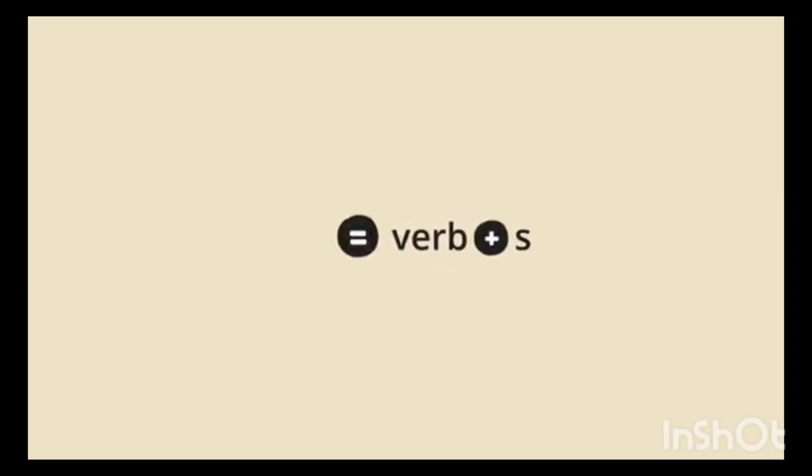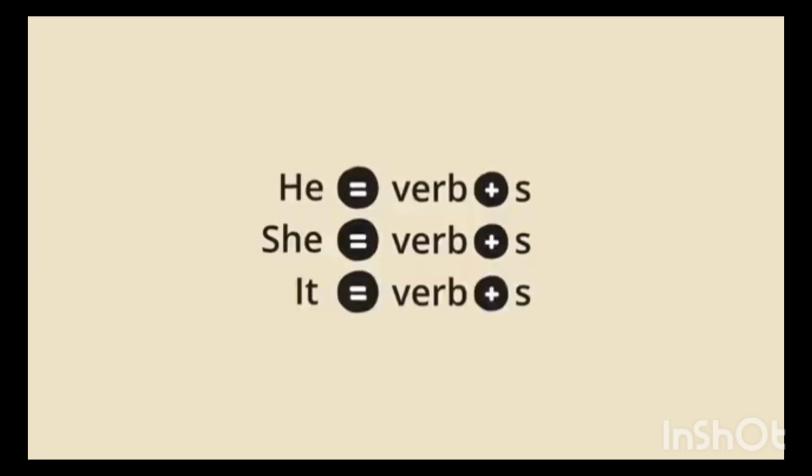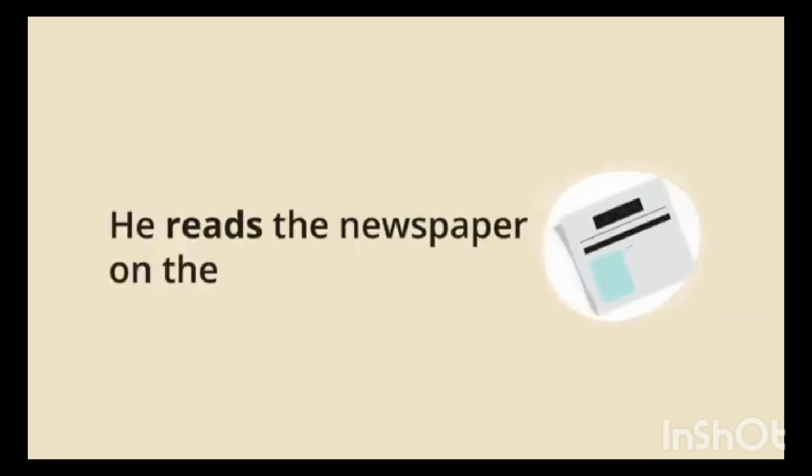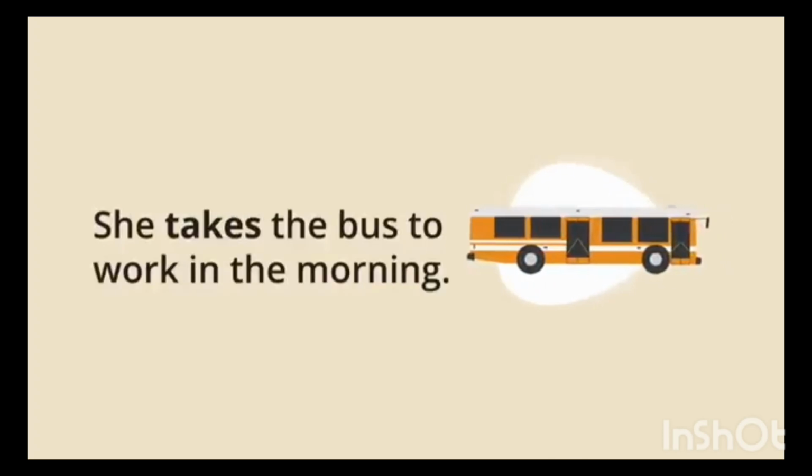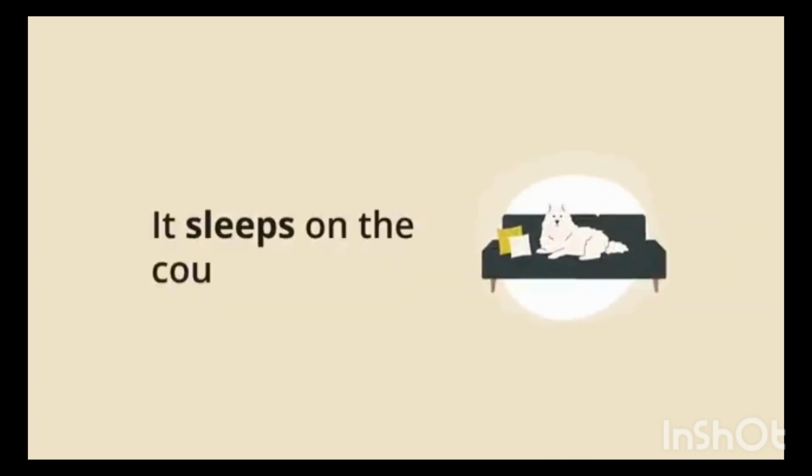We use verb plus s when the subject pronoun is he, she, it. For example, he reads the newspaper on the weekend. She takes the bus to work in the morning. It sleeps on the couch every day.